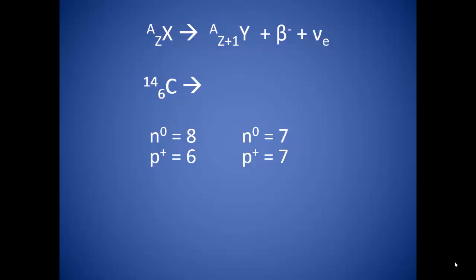So when the neutron decays, it gains a proton, which makes it a new element that has an atomic number of 7. Looking on the periodic table, we see that the element with an atomic number of 7 is nitrogen. Now, if we add up the number of protons and neutrons, we still have a mass number of 14. Then, of course, we do not want to forget about the beta electron or the neutrino.